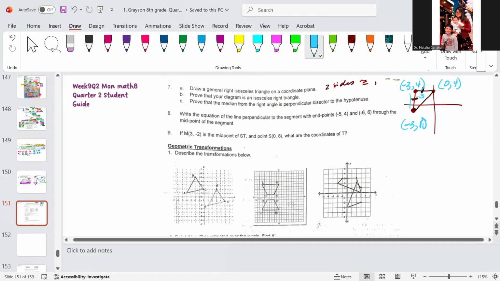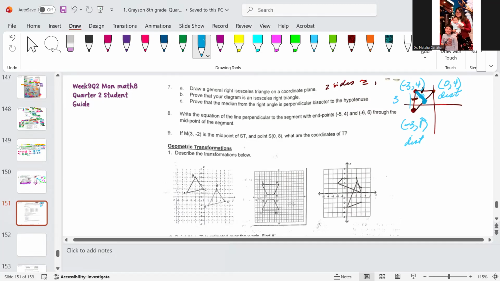Okay, whatever. It's fine. So looking at this, prove the diagram is an isosceles triangle. You will find the distance of these two, and you'll find the distance of these two. The distance should be 3 and 3. And that's it. Prove that the median from the right triangle is perpendicular to the bisector of the hypotenuse. Perpendicular bisector of the hypotenuse just means this line right here is going to split it in half. So you'll find the middle part of this, the median of this, correct?